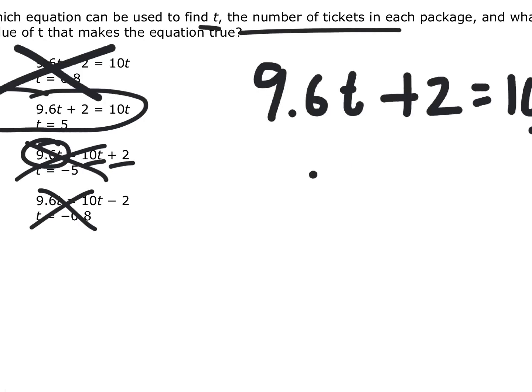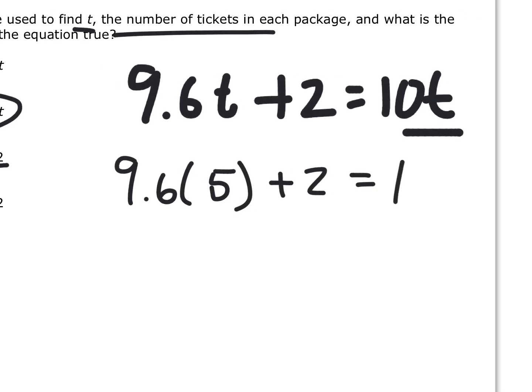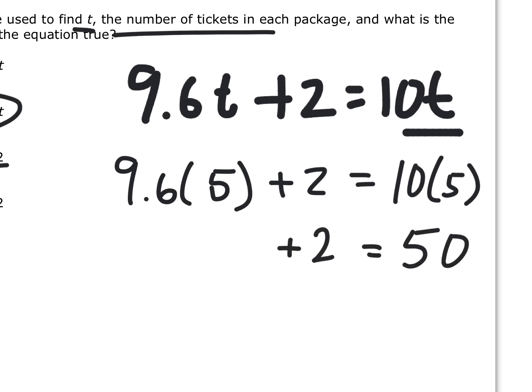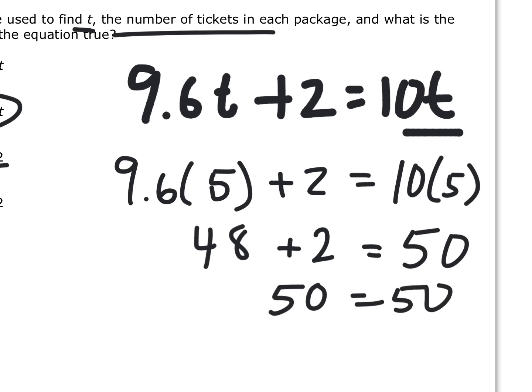Now, to test this, all we need to do is put the value in. So 9.6 times 5 plus 2 should equal 10 times 5. Okay, well, we know 10 times 5 is 50. And so we just need to verify 9.6 times 5. So 9.6 times 5 happens to be 48. So 48 plus 2 is 50 equals 50.